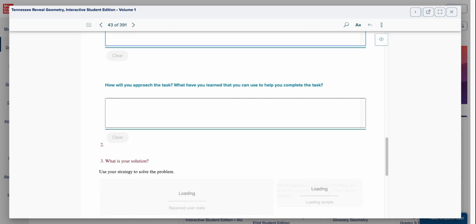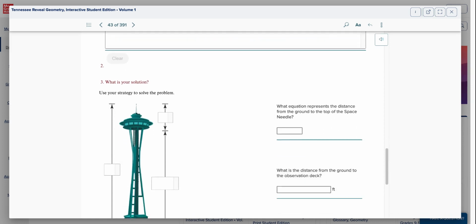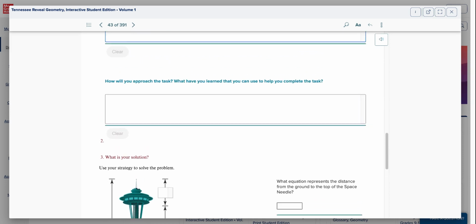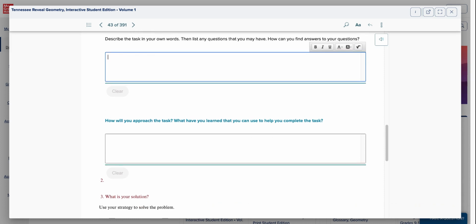So I'm assuming that down here, oh, okay, yeah, it's just like the book. I got kind of stuck in what they were wanting here. So the task is we need to find the distance from the ground to the observation deck. And then how does that compare to the total height? You need to put that in your own words. How will you approach it?